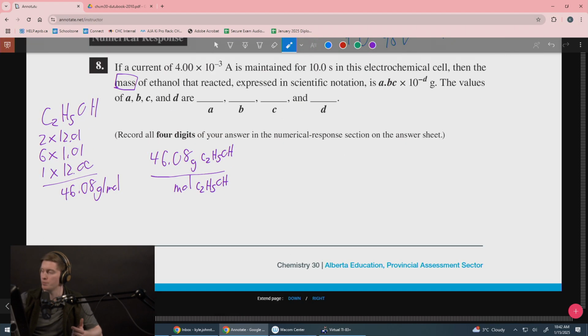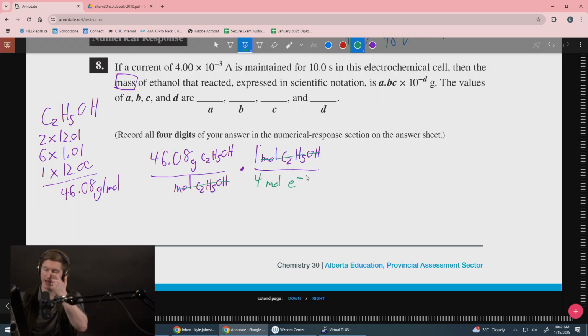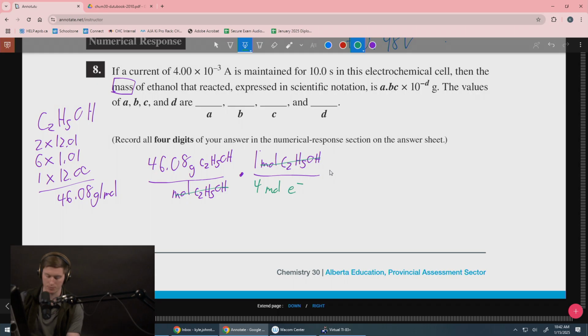So then I'm going to go back down here, and I have 1 mole of ethanol. I'm going to do that in purple to show that I'm canceling that out. 1 mole of ethanol, which I'm going to put in the numerator so that I cancel those units, for every 4 moles of electrons. So now I have 46.08 grams of ethanol for every 4 moles of electrons, which is some progress. But I don't want moles of electrons. I need to cancel something with moles of electrons.